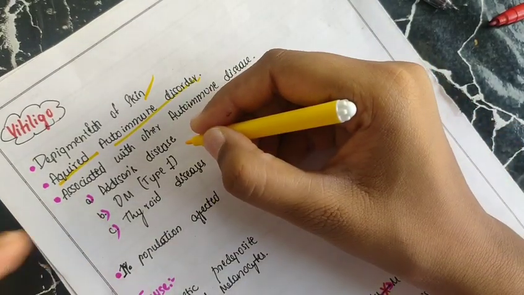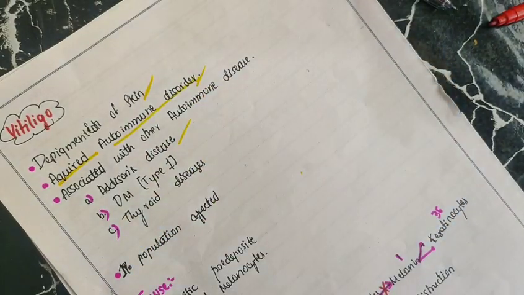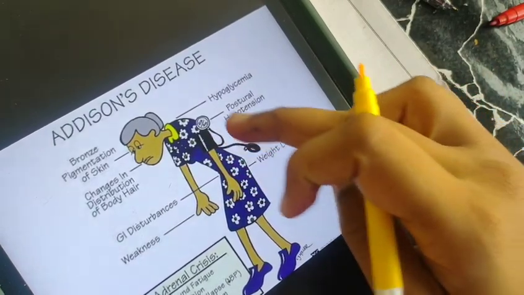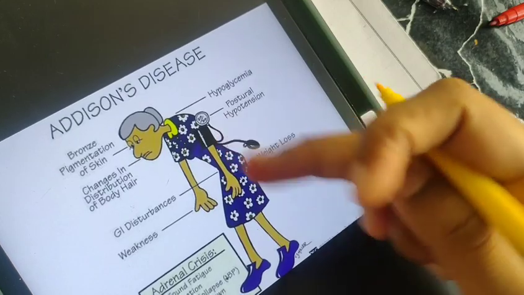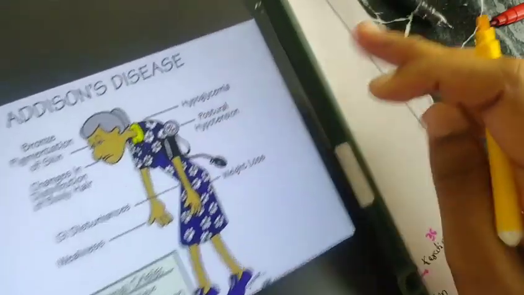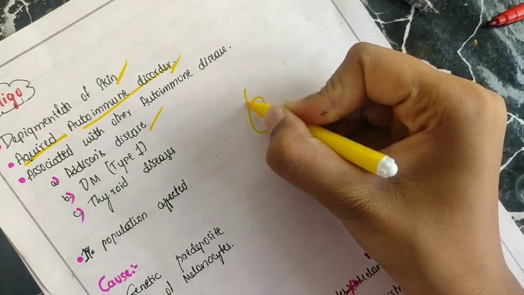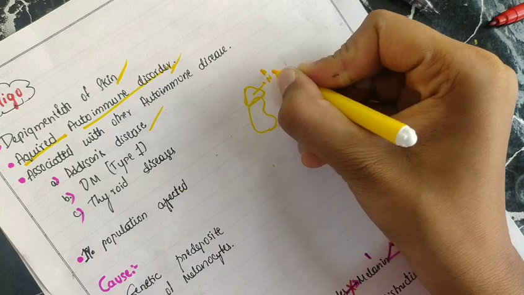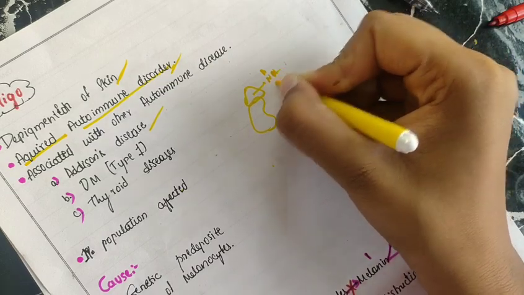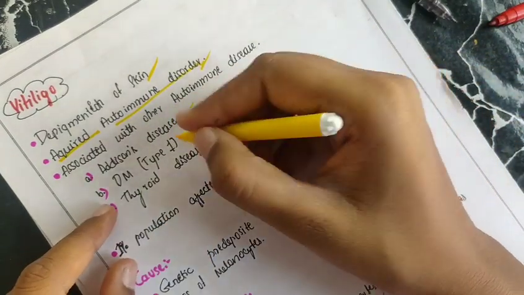She is prone to other autoimmune diseases also if she is having vitiligo, that is Addison's disease. You can see Addison's disease in this image. The features of Addison's disease are hypoglycemia, postural hypotension, and changes in the distribution of body hair. In Addison's disease, this is a kidney, no? On the top of the kidney there is the adrenal gland. The adrenal gland secretes adrenaline, noradrenaline and other hormones. If there is hyposecretion of these hormones, we will have Addison's disease.